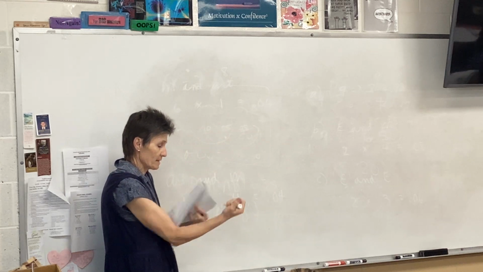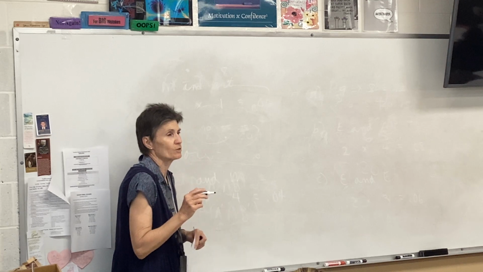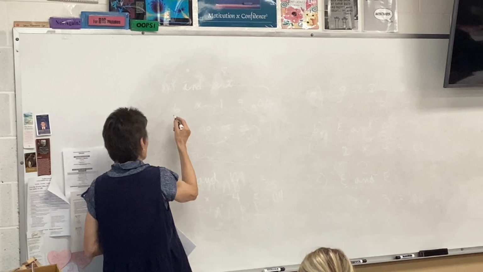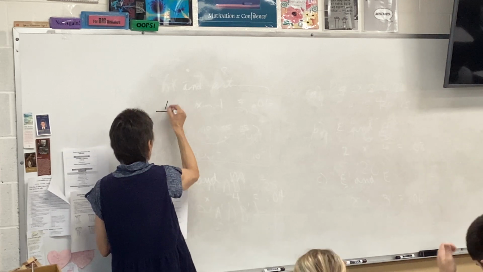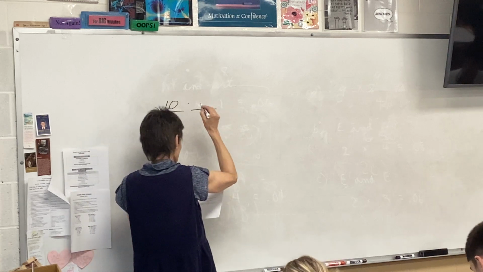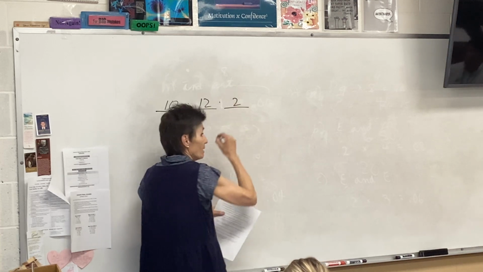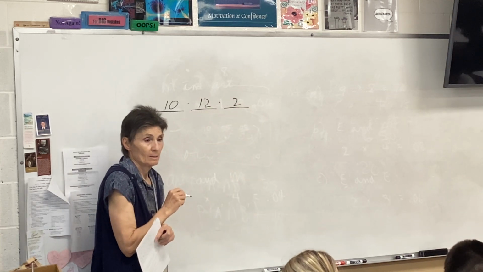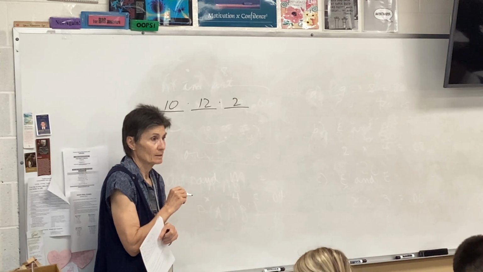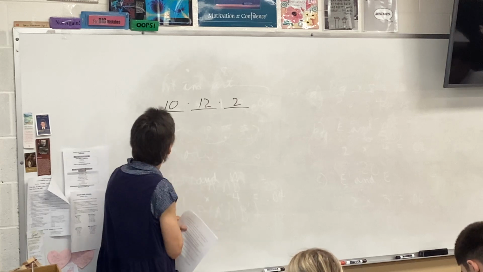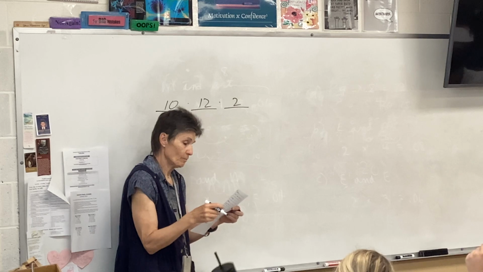How many outfits can I make if I have 10 jumpers, 12 shirts, and 2 pairs of shoes? What am I going to do? I gotta pick a jumper, and I have 10 choices, and I have to pick a shirt, and I have to pick a pair of shoes. So my answer is 440. 240. Oh, my bad. So there's 240.